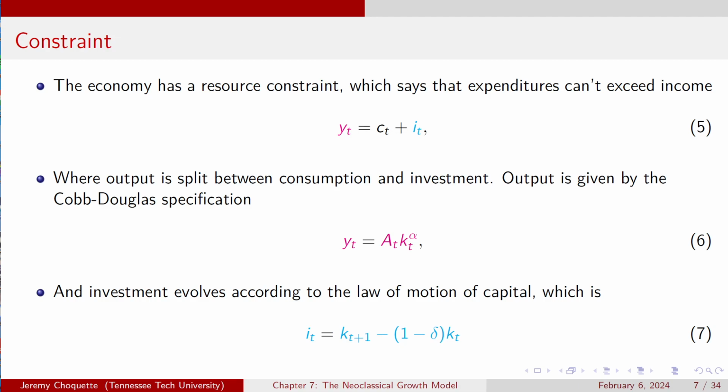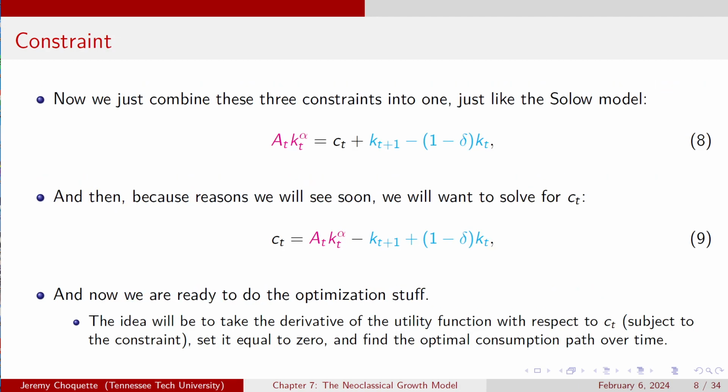Now, in case you're wondering what's the next thing that we do, just match everything up with the respective colors. What's pink in equation 6 gets substituted in for what's pink in equation 5. What's blue in equation 7 gets subbed in for what's blue in equation 5. And that gives me equation 8. So I take those three constraints and combine them into one, just like we did with the Solow model. And then, for reasons that we'll see pretty soon, I'm going to take equation 8 and solve it for c_t.